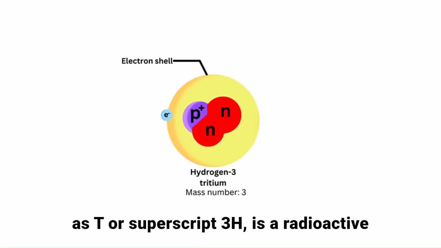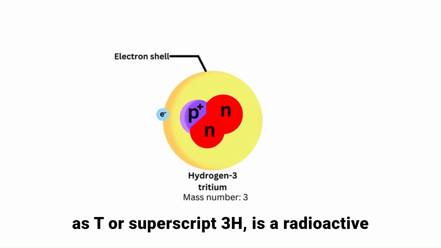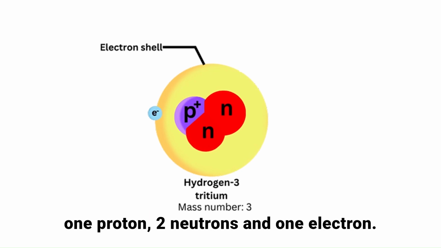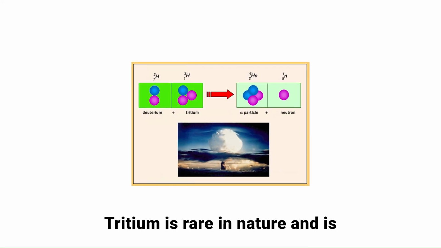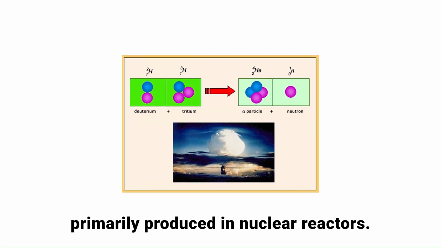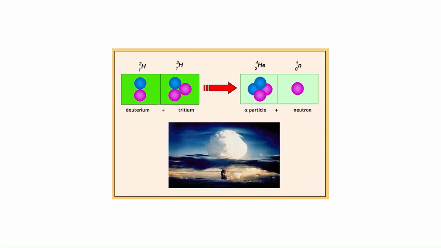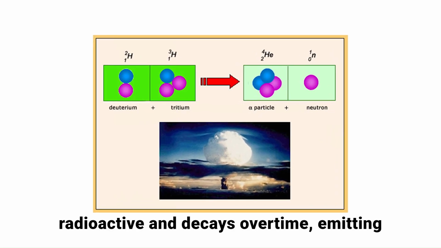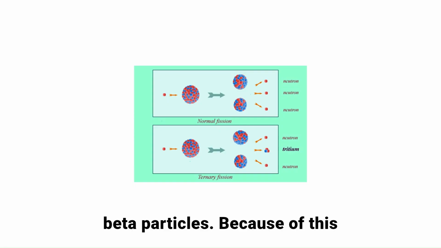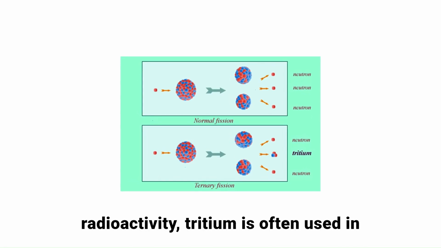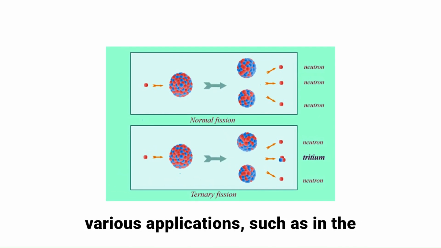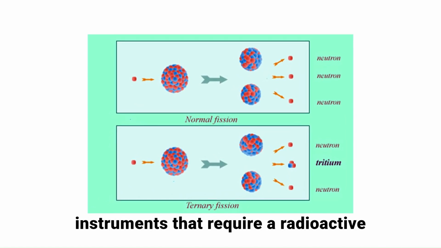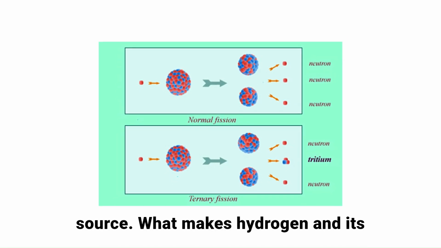Tritium, symbolized as T or superscript 3H, is a radioactive isotope of hydrogen. Tritium has one proton, two neutrons, and one electron. Tritium is rare in nature and is primarily produced in nuclear reactors. Unlike protium and deuterium, tritium is radioactive and decays over time, emitting beta particles. Because of this radioactivity, tritium is often used in various applications such as in the production of luminous paints, in nuclear fusion research, and in some specialized instruments that require a radioactive source.